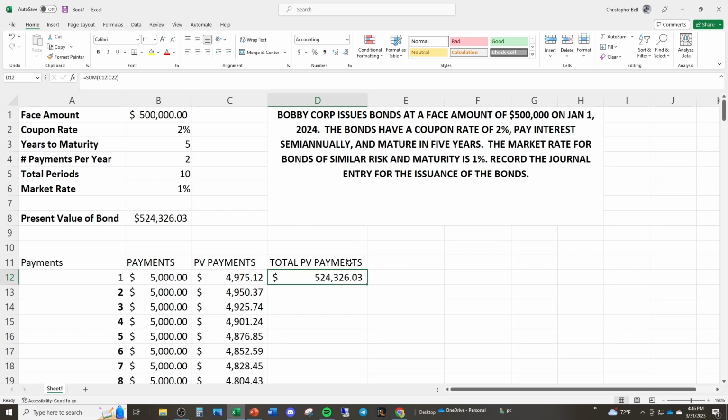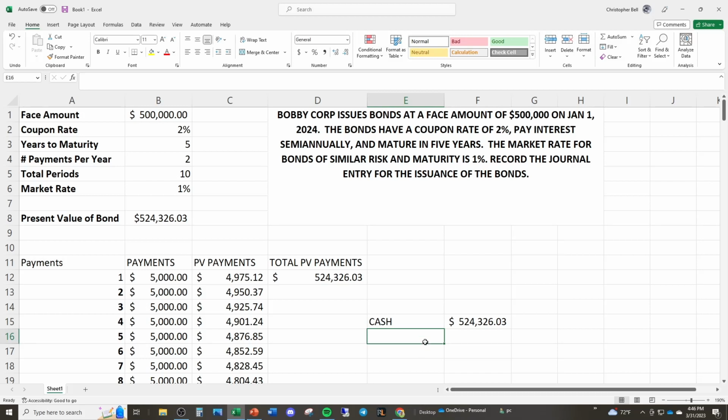So we are getting, or Bobby Corp is getting, $524,326 in cash. Why? Because they're paying more interest than other bonds, so people are going to be willing to give them more money. So Bobby Corp debits cash of $524,326.